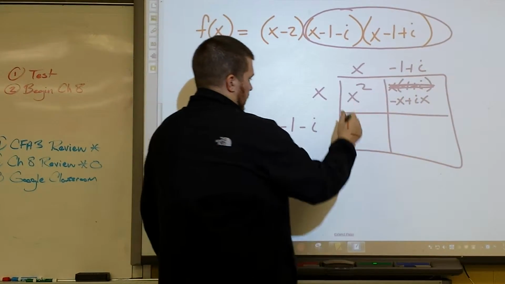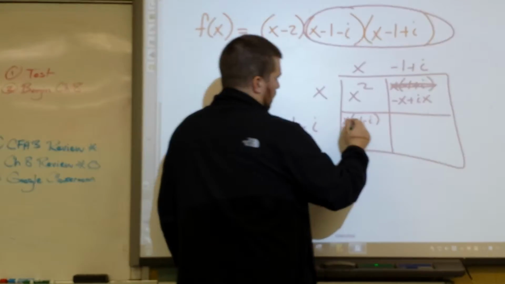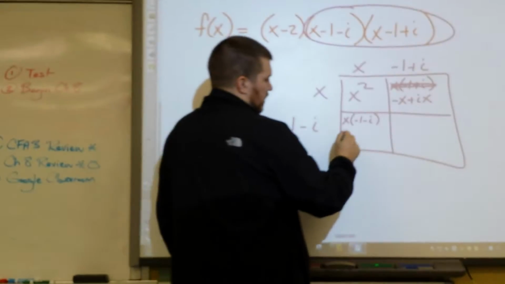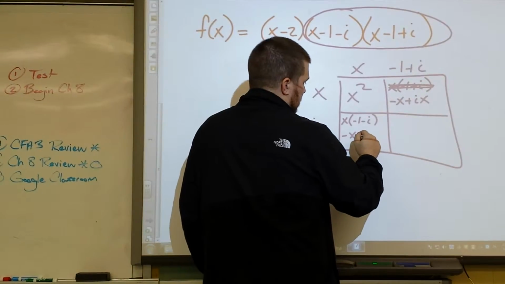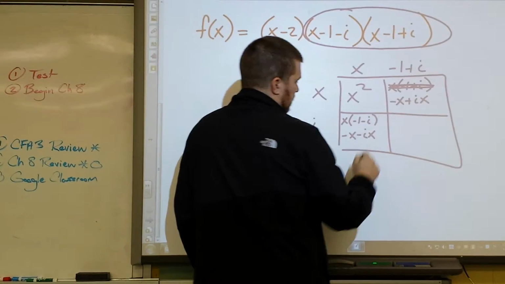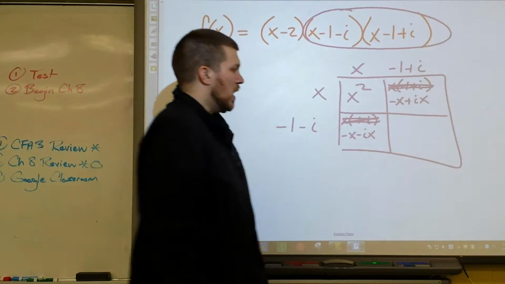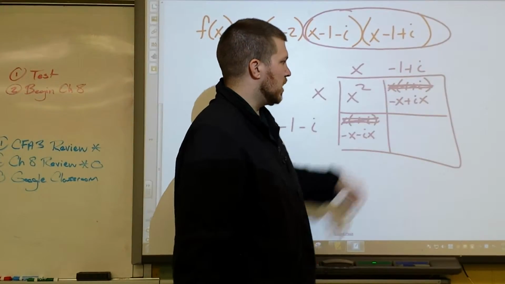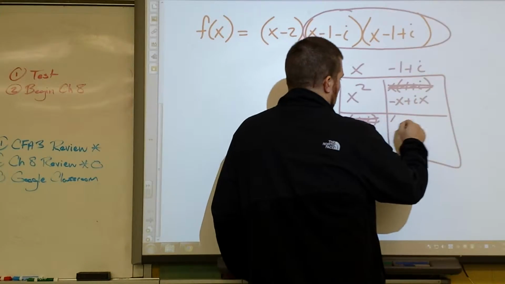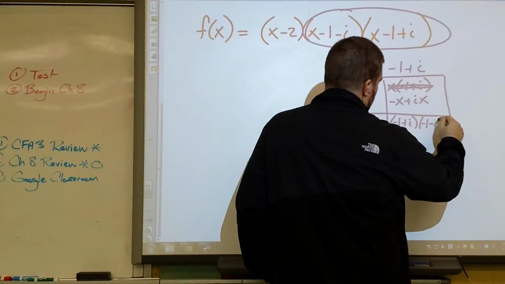When I do the same thing here, I have x times (negative 1 minus i). Again, I'm putting it in parentheses because there's more than one thing here. Now distributive property, so negative x minus ix. Okay, and again, this was scratch work right here. And now, probably the more challenging thing is I want to multiply these 2 complex numbers together. So what I'm saying is (negative 1 plus i) times (negative 1 minus i).